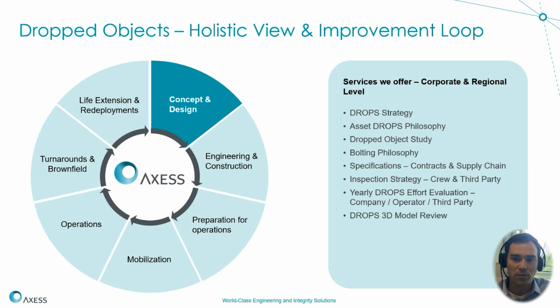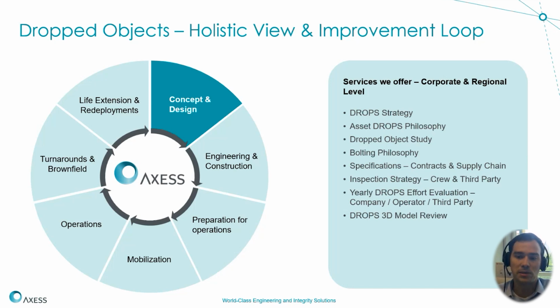On the holistic view of what we call the improvement loop, we have on the left the phases of a field development for an offshore oil and gas project. Ideally, we should always start as early as possible with any identification of improvements. On each of these phases, we have developed the equivalent services on the right side on how to reduce the likelihood of a dropped object during the operations.